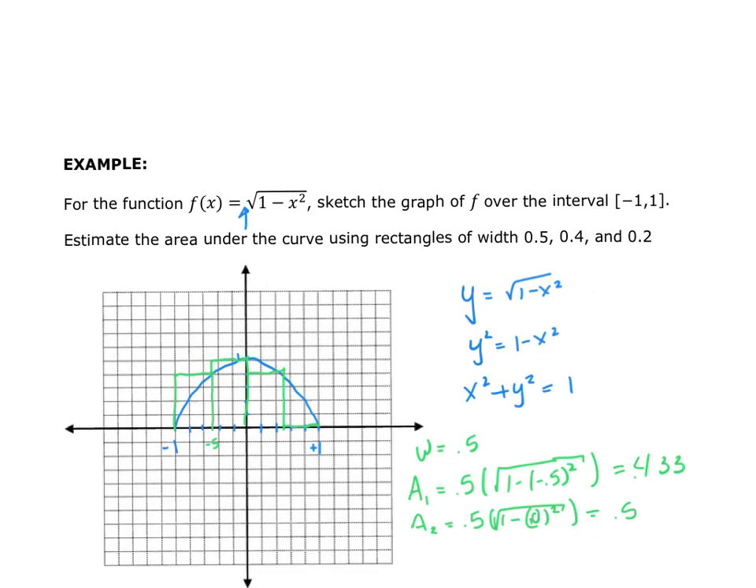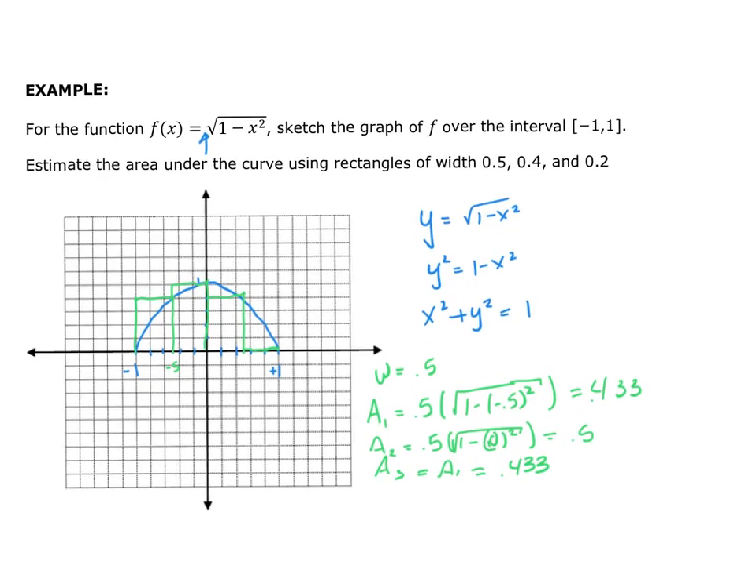Now, the reason that I am using negative 0.5 and 0 is because, like I said, I'm using the right-hand side. So I'm figuring out what the height is, and to find the height right here, I'm going to put in negative 0.5 to find the height. I put in 0 to find the height here, and then I'm going to find the height on this one. Because of symmetry, when we do a sub 3, it's going to be the same thing as a sub 1 because of symmetry.